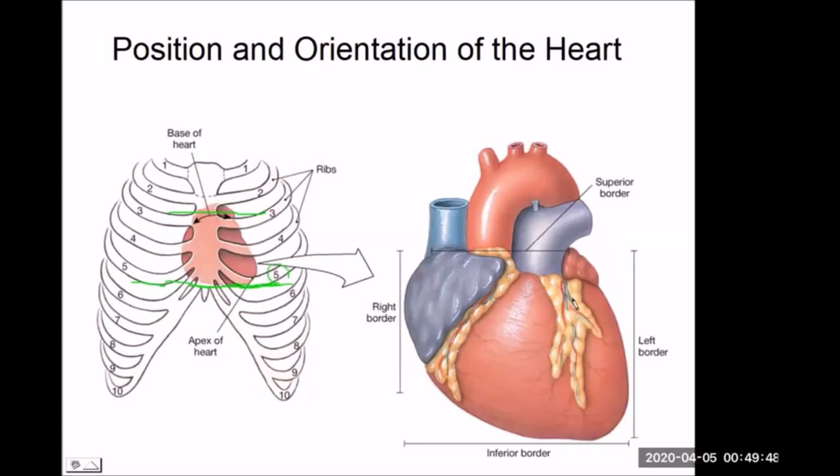And just looking at the figure here, again, much of the anterior surface is composed of the right chambers, and we see very little of the left chambers from the anterior view. They make more of the posterior surface.